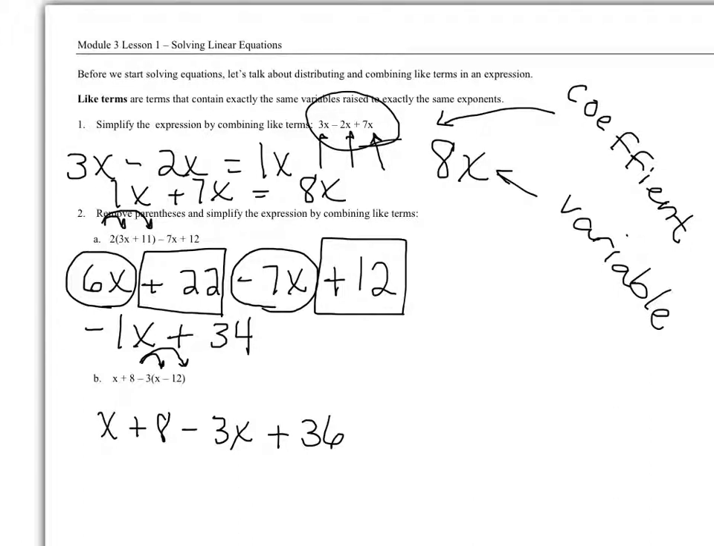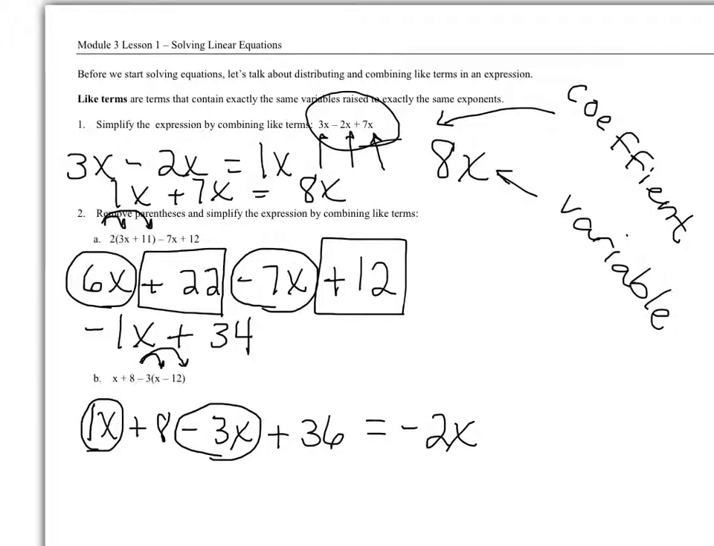But I'm not done yet because I haven't combined my like terms. So we see an x, we see a negative 3x. Notice how I'm taking the signs with them. And x is really a regular 1x, so I have one piece of paper with x written on it, and I owe you 3 pieces of paper with x written on it. So I still owe you 2 pieces of paper with x written on it.